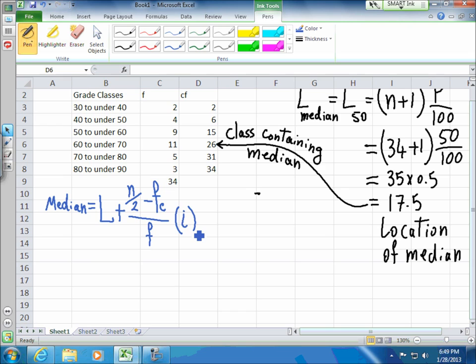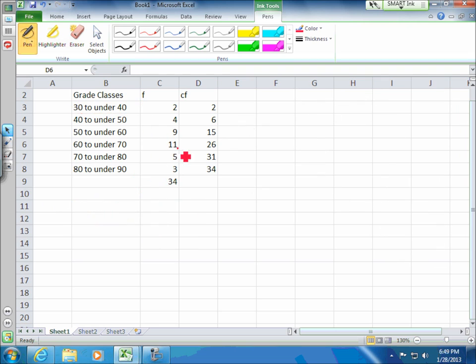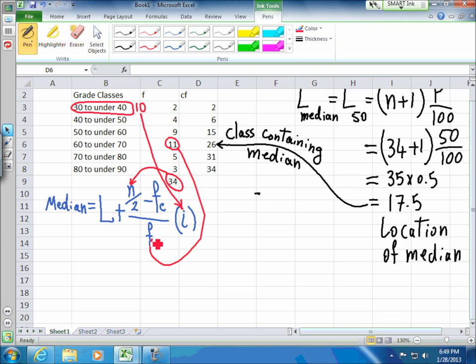Okay, so let us identify those numbers. The interval is 10. Therefore, this 10 should go here. The number of observations is 34. The frequency of the class that we think contains the median is 11. What else? The cumulative frequency before the class that we are interested in. Yes, cumulative frequency before this class.